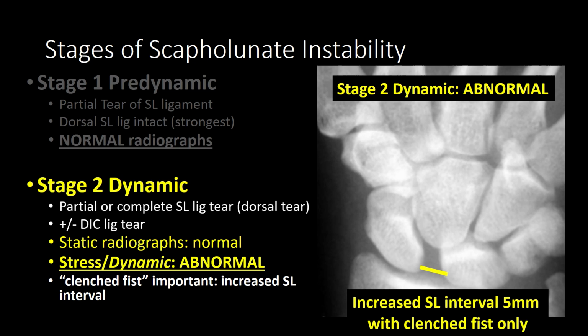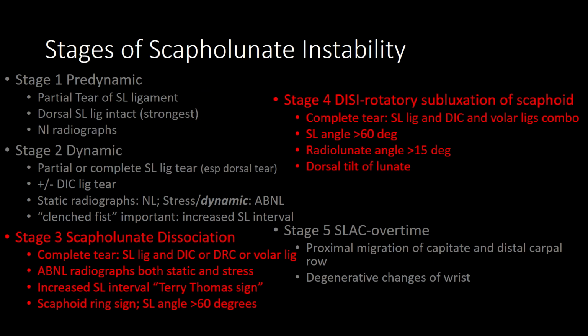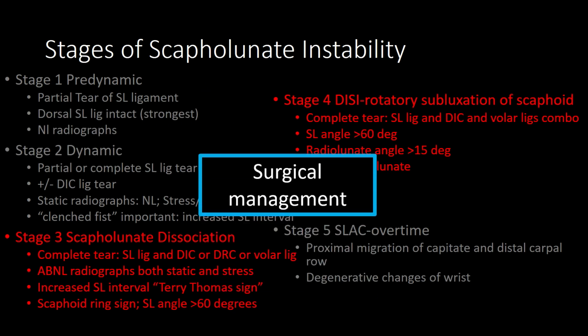But it's an important stage because we need that clenched fist to really help differentiate between stage 1 and 2. And sometimes, depending on the MR, if there's a lot of tearing and a lot of pain, they will treat some of these higher grade or other ligamentous injuries in stage 2 with surgery, but these are generally treated conservatively. Okay. Now, the next stages are treated surgically.